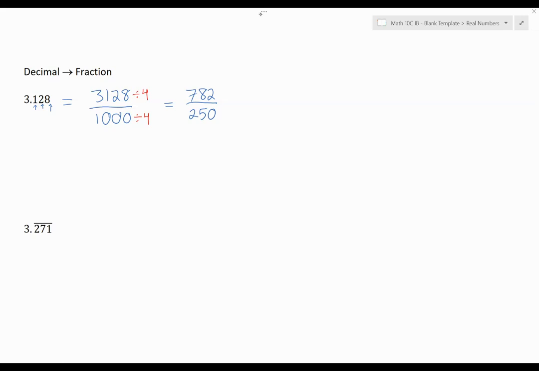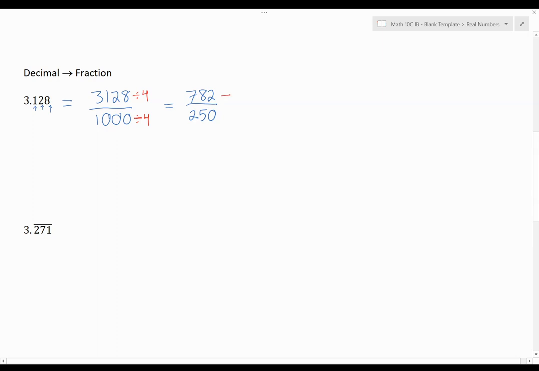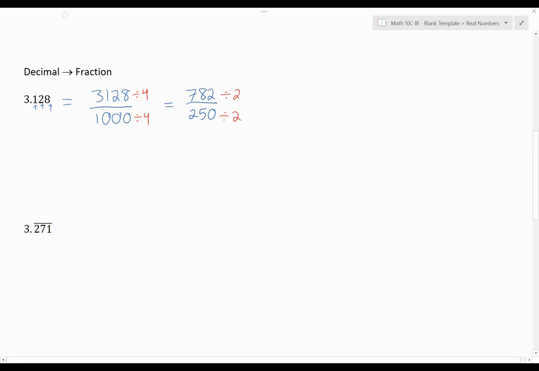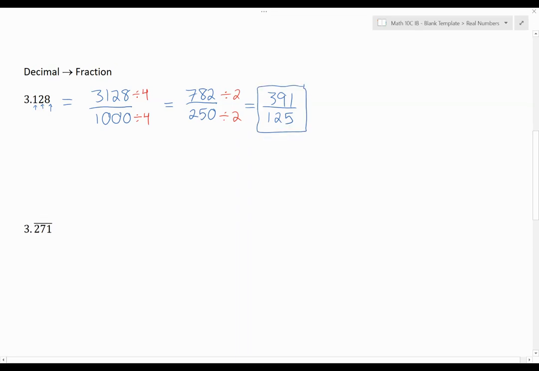Now I can see that it's still divisible by 2. It isn't divisible by 4 again because 782 is not divisible by 4, but I can divide both of them by 2 again, which leads to a denominator of 125 and a numerator of 391. So now it's not divisible by 2 anymore, but I have to decide, are there any other common factors? 125 is a power I recognize. It's just 5 cubed. So in other words, its only factors are powers of 5, and 5 is not a factor of 391. So that means we are finished at this stage.